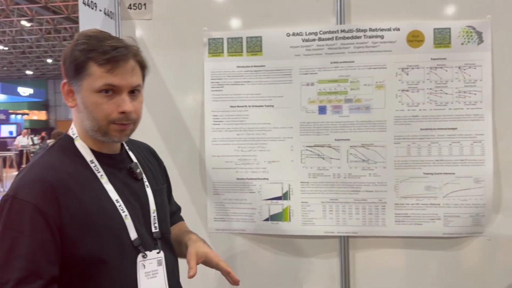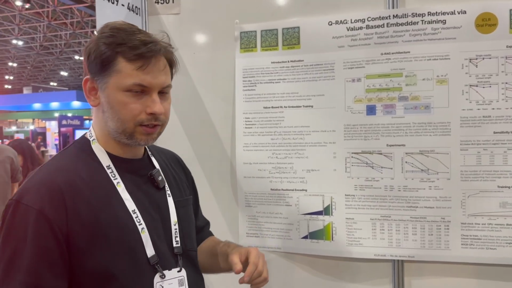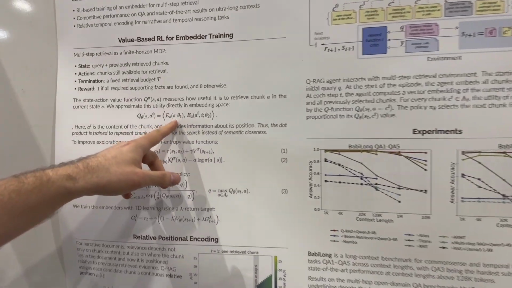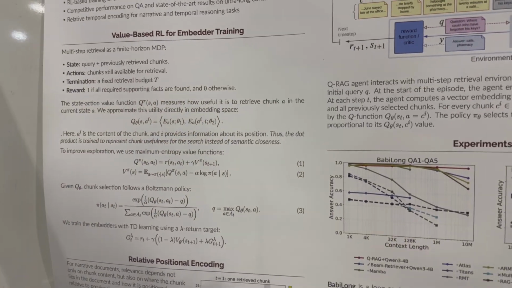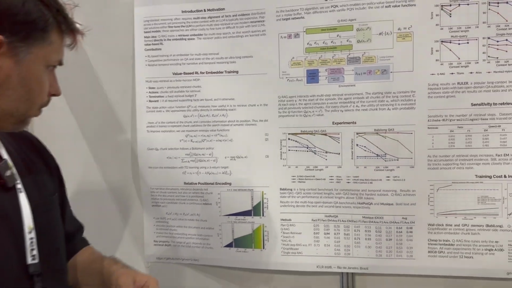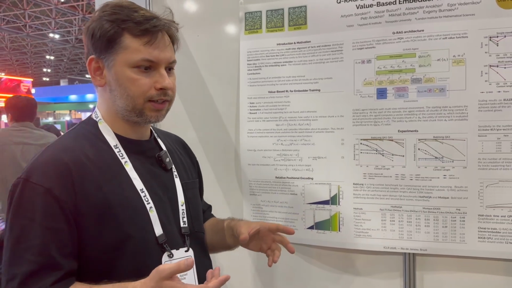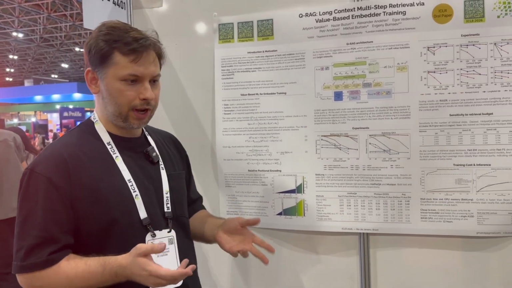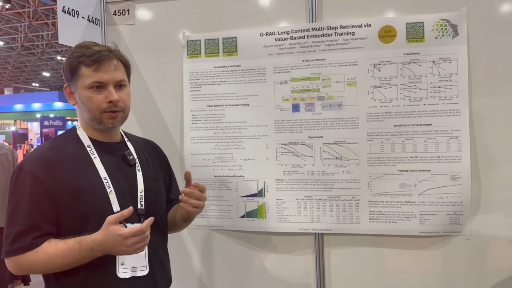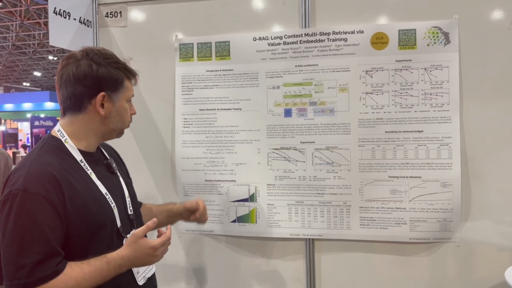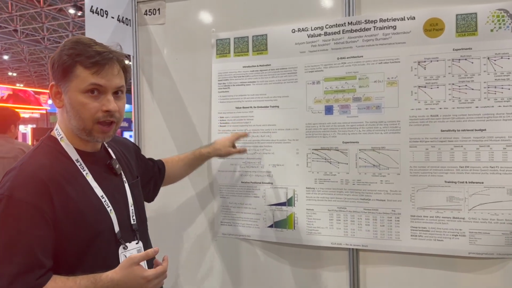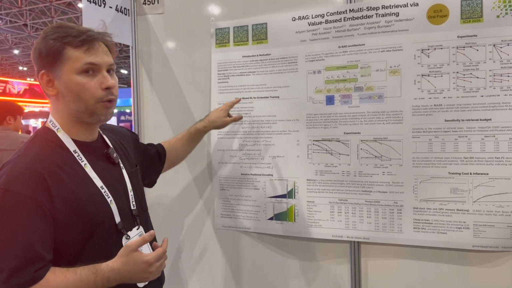The main thing here is that we train embedders so their inner product between state embedding and action embedding approximates the state-action value function. In this way, the inner product between embeddings, which usually approximates semantic similarity, in our case approximates utility: how useful is chunk A for our current state, for our initial query, given all the information that we already know.